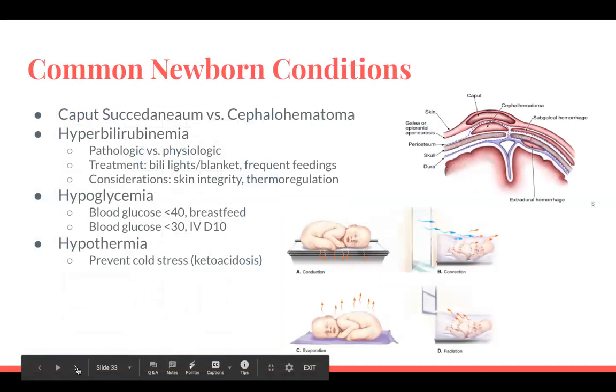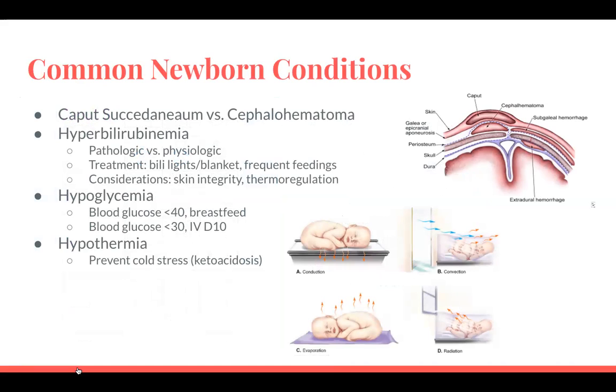All right, so common newborn conditions. These words are really hard to say, so I'm going to try my best. Please bear with me. The caput succedaneum versus the cephalohematoma. The caput succedaneum is where the fluid is under the skin. It crosses the suture lines and it's reabsorbed in the first few days. Versus the cephalohematoma, which is the blood under the periosteum, and it does not cross the suture lines, and that can last several weeks.